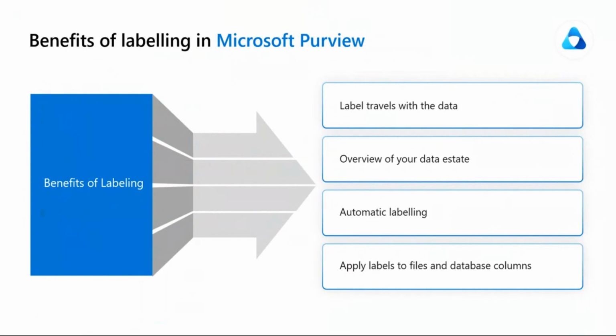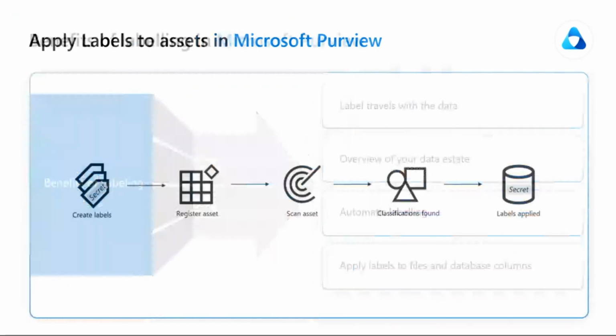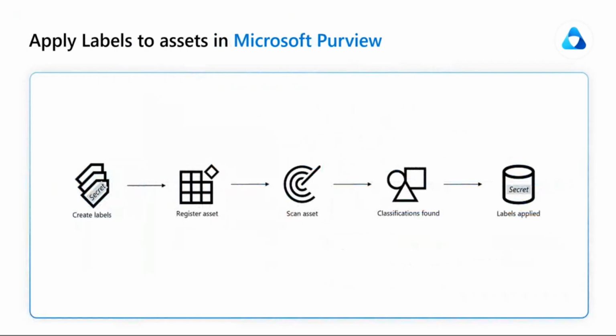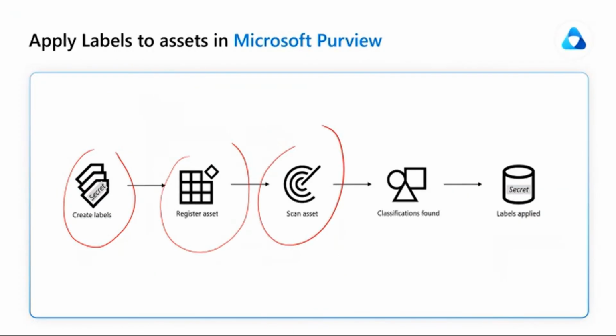So this is basically created under the unified catalog section. There's one called Purview information protection. So you create sensitivity labels under Purview information protection, right? But again, you need to have M365. Okay, so once you have, let's say you created a label, then you register the asset and you scan it, and then you will see your classifications added, and then you can get your labels applied as well.